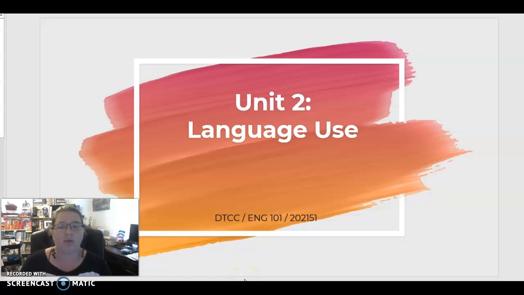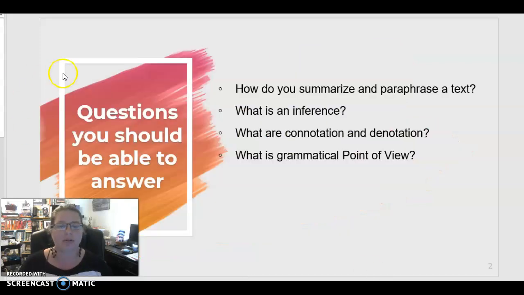Good morning. In this unit, we're going to be talking about language use, and there are a few specific points that we're going to be covering. So, firstly, we'll be talking about how to summarize and paraphrase a text, how to make an inference, and what that is, and we're going to be discussing both connotation and denotation, and the grammatical point of view.